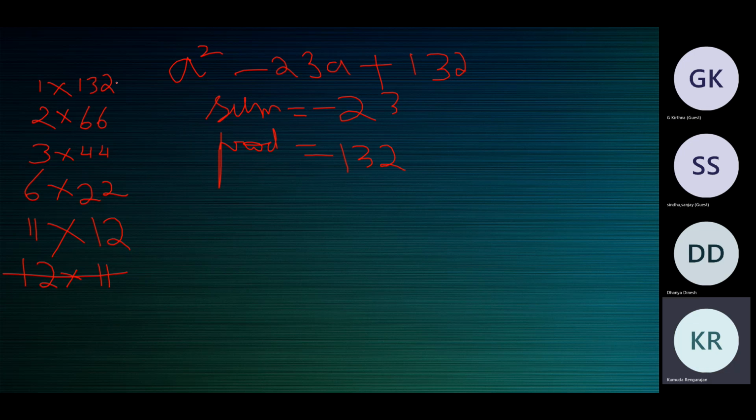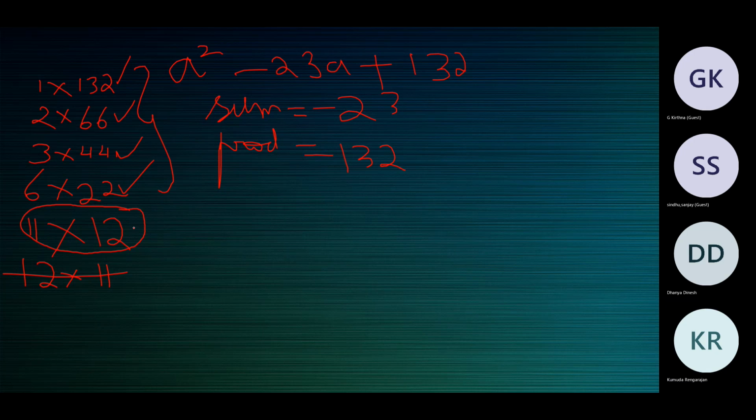And when you look at the different pairs, only this pair can give you the sum 23 and product 132. The other pairs will give you the product 132, but will not give you the sum 23. Only this pair can give us the sum 23, because 12 and 11 make 23. Now we need to fix the signs of 11 and 12.